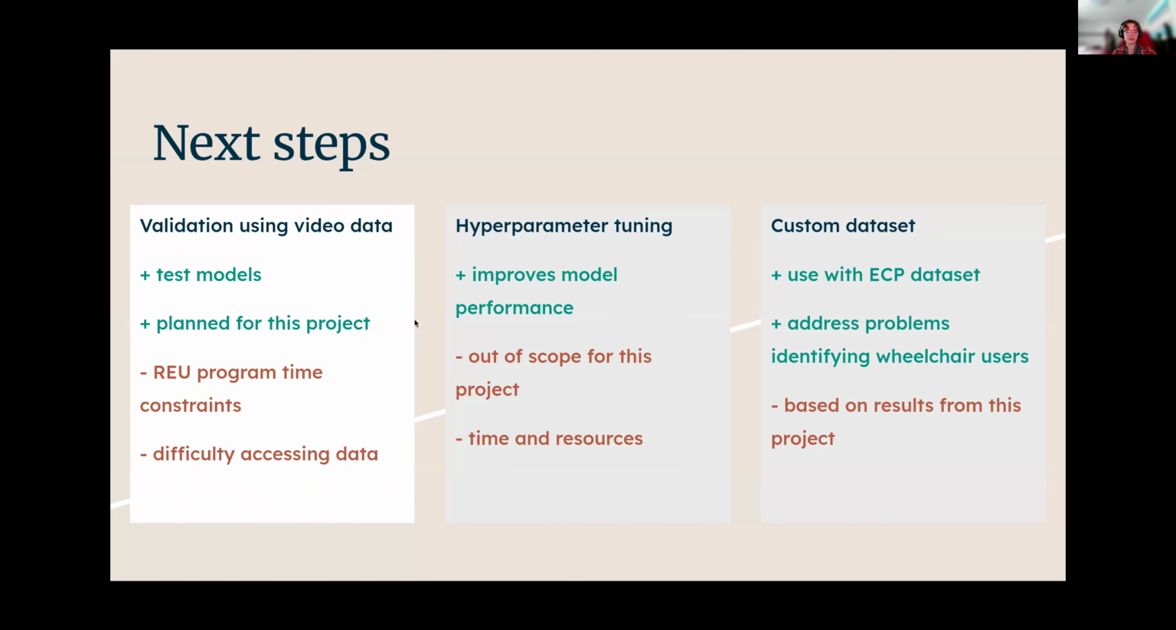Validation of the models against existing video data at intersections is a good way to test them in their intended use case, and was originally planned for this project, but I ran into the time constraints of the REU program. Hyperparameter tuning is a good way to improve model performance in general, but it was out of scope for this project. It also requires time and access to ideally multi-GPU resources. Lastly, based on the results from this project, using a custom dataset along with the ECP dataset should address the model's difficulty in identifying wheelchair users in particular.